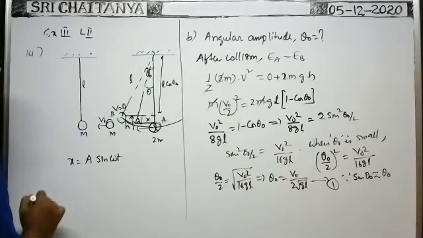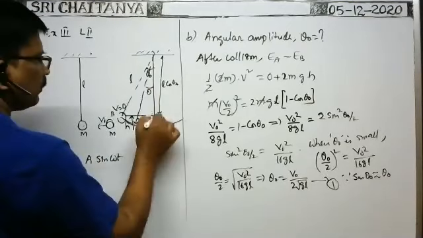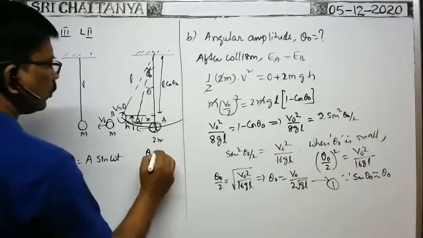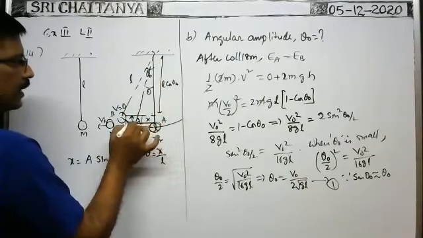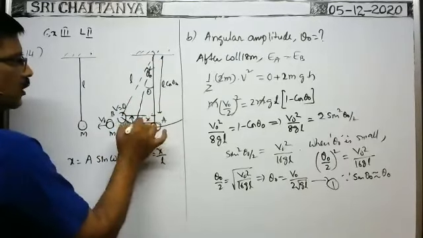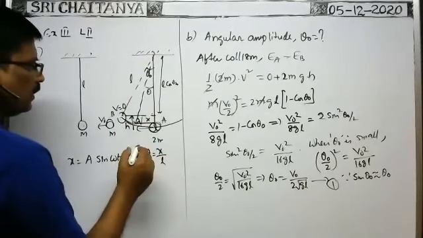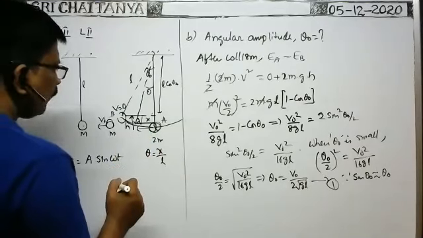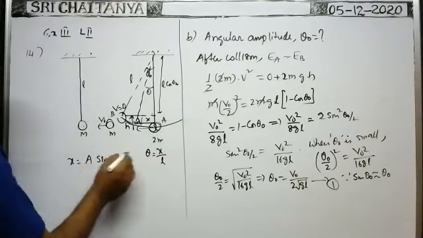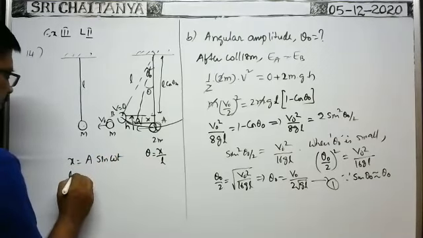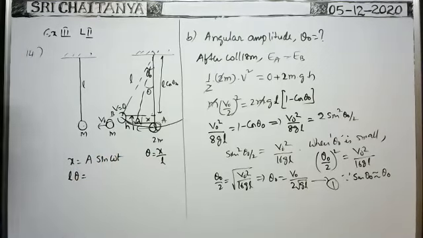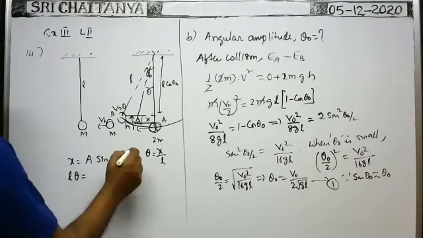Here, what about the x value? From this diagram, theta is equal to x by the length of the pendulum, because this is the length of the arc. Theta is equal to arc by radius, and radius means the length of the pendulum. So x can be written as L theta.